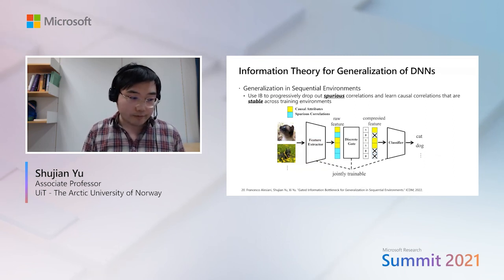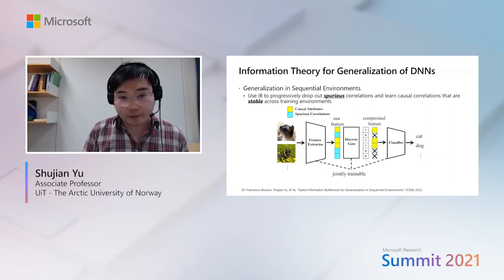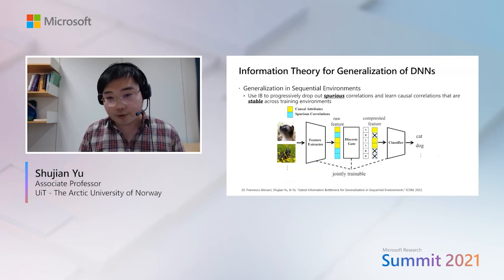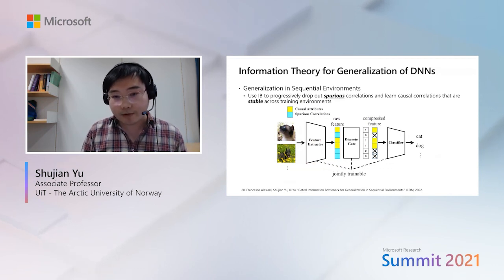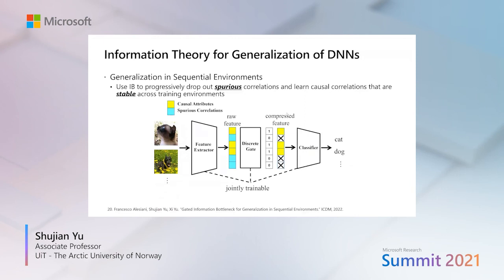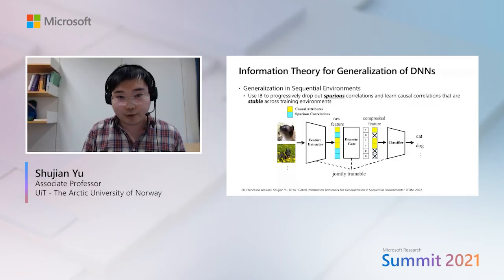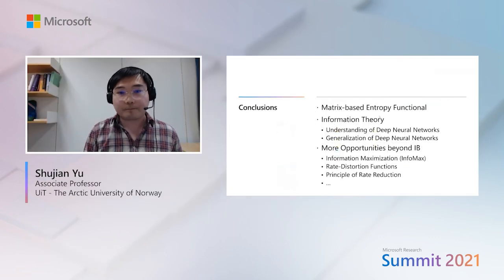In our recent work, we also show how to use the information bottleneck principle to learn a discrete or soft mask on the raw features such that it can progressively drop out spurious correlations and only retain the causal attributes in our data set. Such a mechanism can also improve the generalization of deep neural networks in sequential environments.